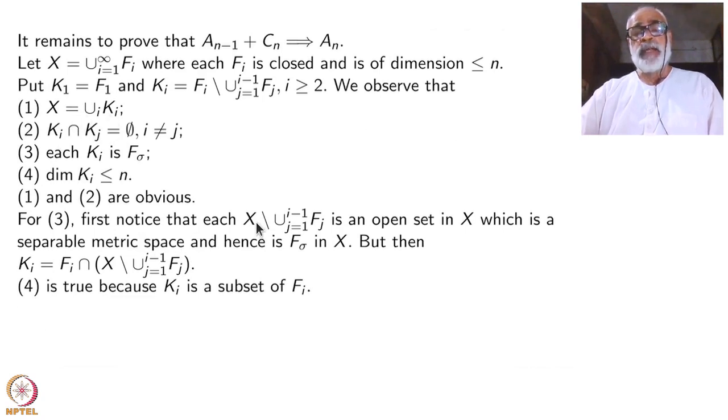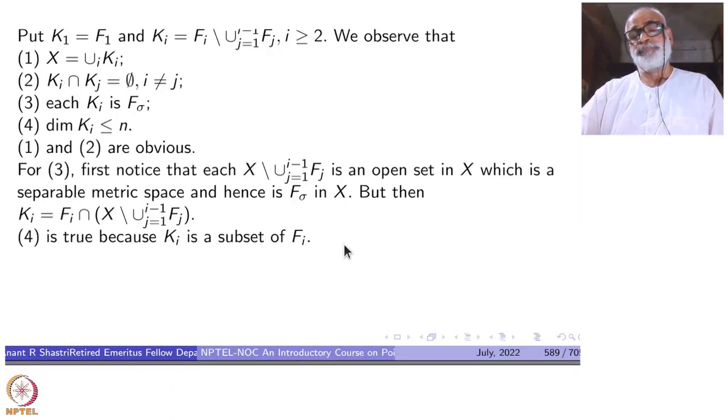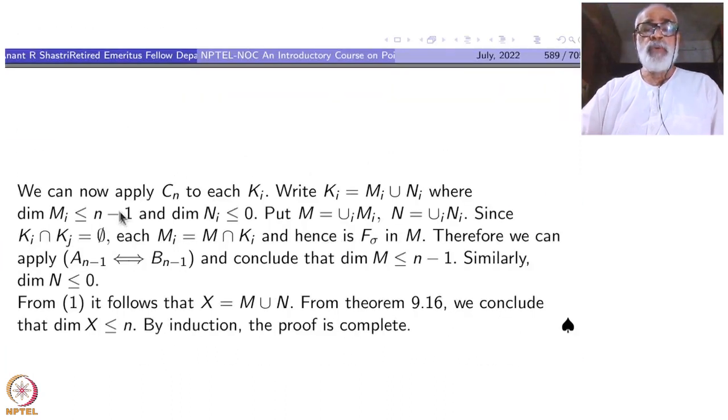For 3, first notice that X minus the union of F1 to Fj is an open set in X, which is a separable metric space, and each of these is F sigma. But then Ki is Fi intersection this one, so that's also F sigma. Directly you can use that the Fi's are metric spaces and apply this one also. The 4 is true because Ki is a subset of Fi, and Fi is of dimension less than or equal to n. Now we can apply C n to each Ki because they are F sigmas.